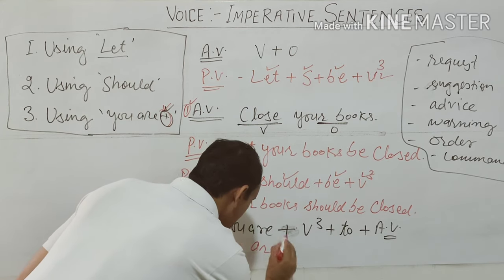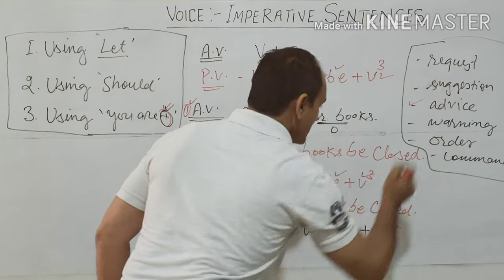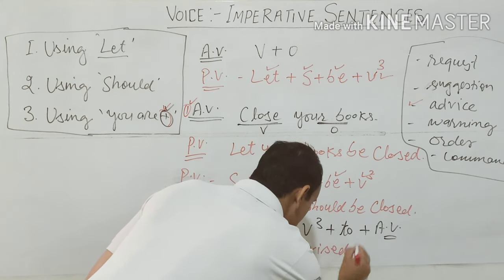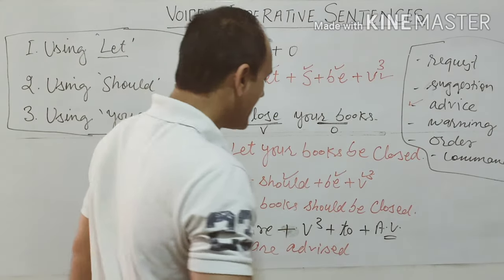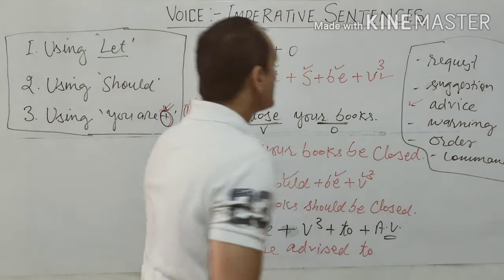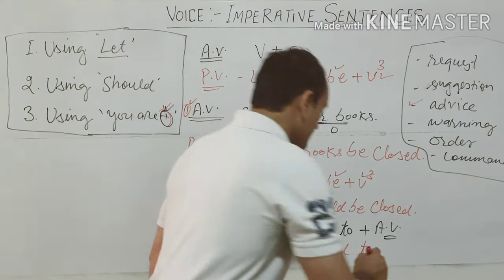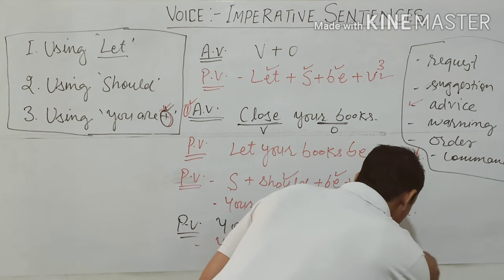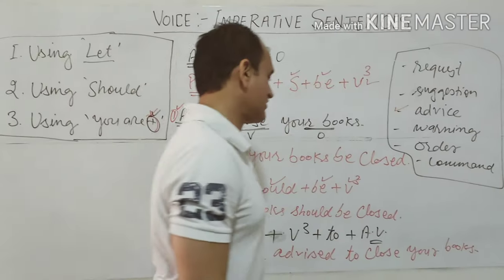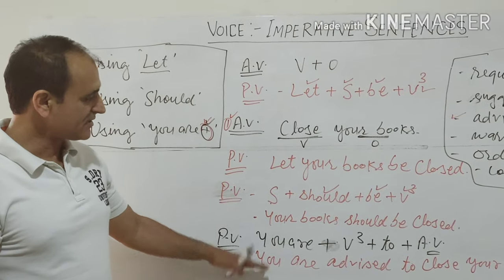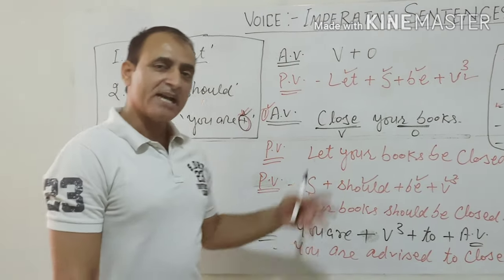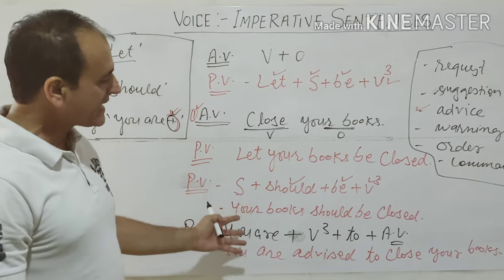"You are", and let me take the word advice over here. When we change advice into verb form, it becomes S-E or Z-E in the end. You are advised to do what? To close your books, and full stop. So this is how we can change the sentences. Now we saw there are three different ways to change imperative into passive voice, and it's quite easy also.